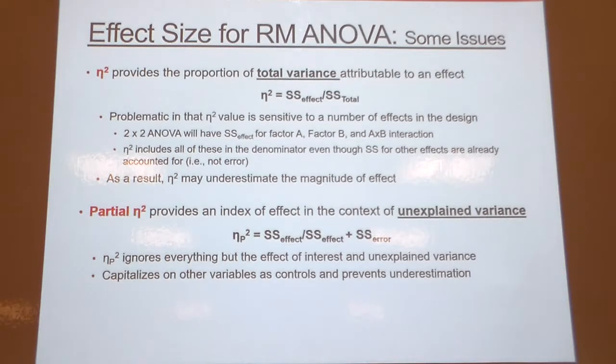So we have our partial eta squared. We talked about partial eta squared before. This is looking at the size of our effect relative to unexplained variance. So we've got our sum of squares effect over our sum of squares effect plus sum of squares error. We're going to take everything that we've accounted for, section it off to the side, and just look at the sum of squares effect over the sum of squares effect plus error, the stuff that we haven't accounted for, and that's going to be our partial eta squared.